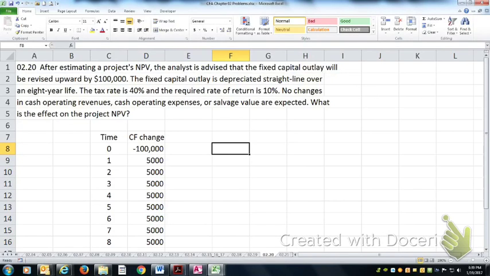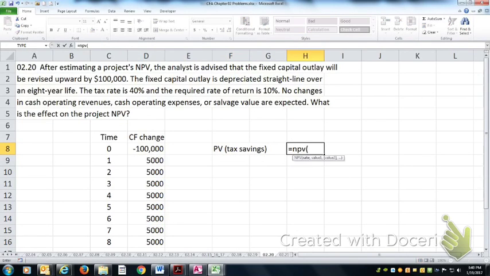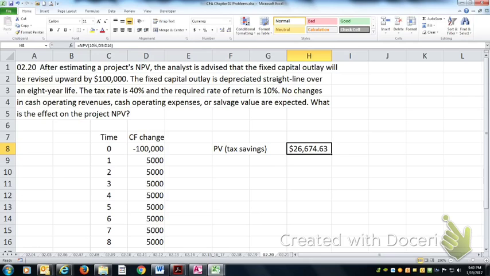If I was going to calculate the total effect on the project's NPV, the present value of the tax savings in the future, and we're using 10% as the rate of return, that means that those 8 payments of $5,000 a year has a present value today of $26,675 with rounding.